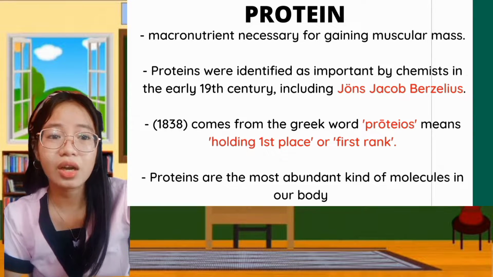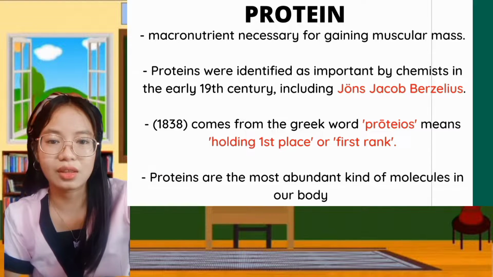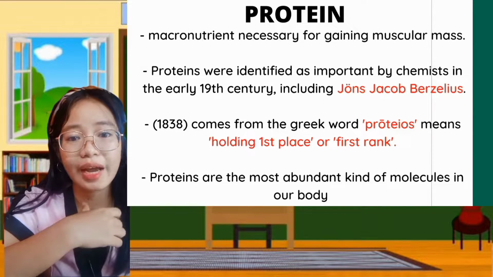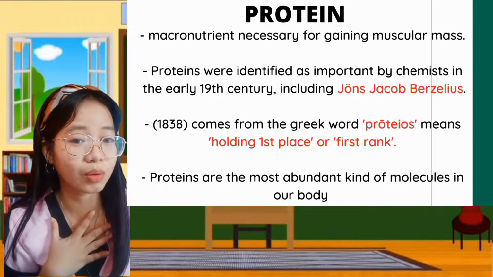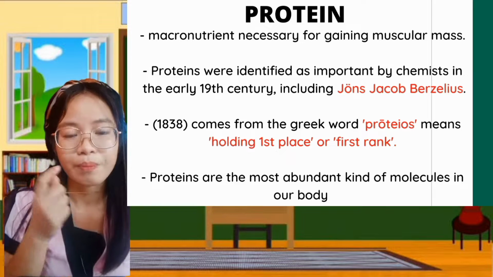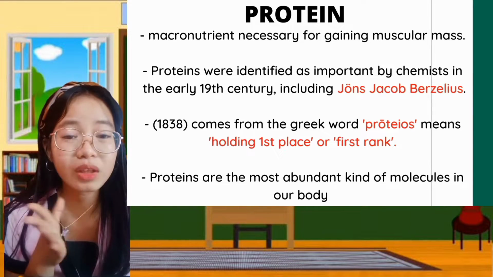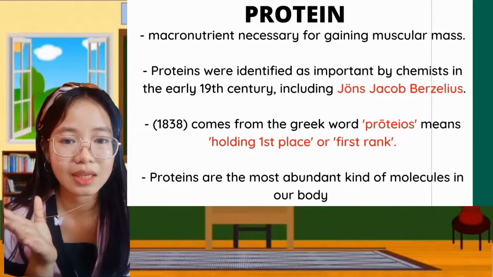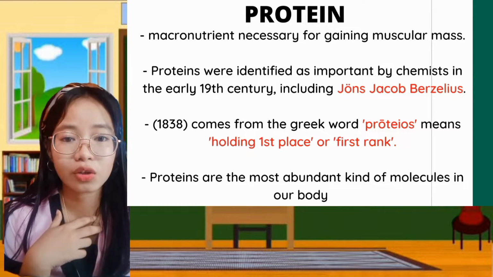Jöns Jacob Berzelius is a Swedish chemist who in 1838 coined the term protein, which comes from the Greek word proteus, meaning holding first place or first rank. It was called that because protein is of primary importance. Here in the slides you can read that proteins are the most abundant kind of molecules in our body. Some will say, oh, proteins are not the most abundant. Yes, water is the most abundant in our body, but proteins are one of the abundant organic molecules in living systems and have the most diverse range of functions of all macromolecules.